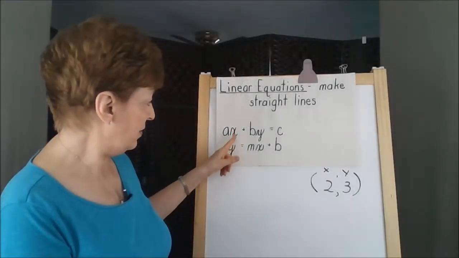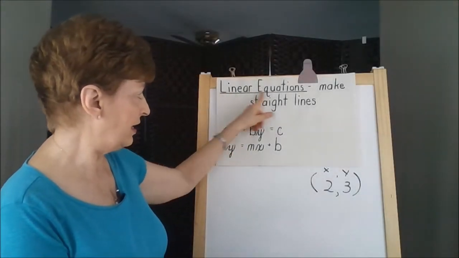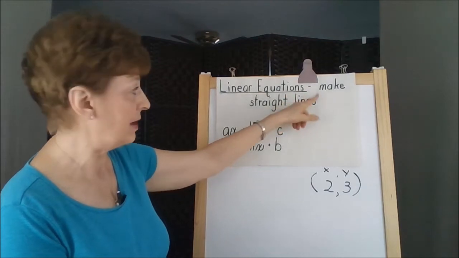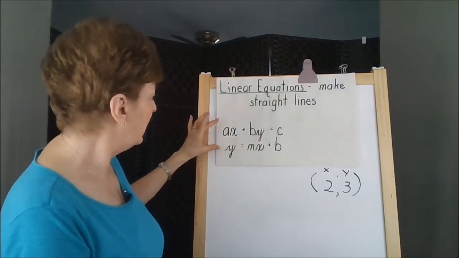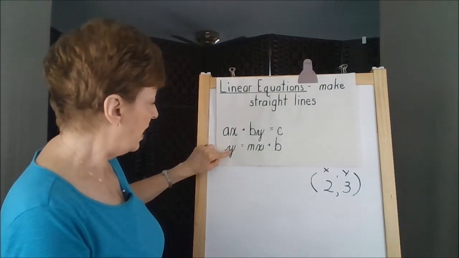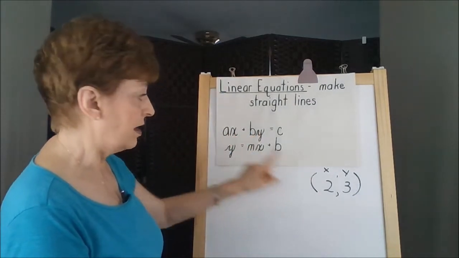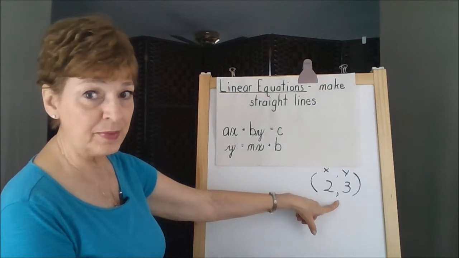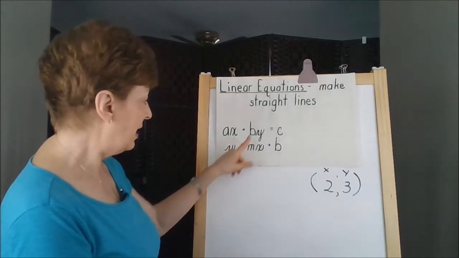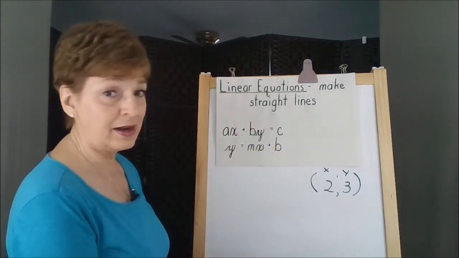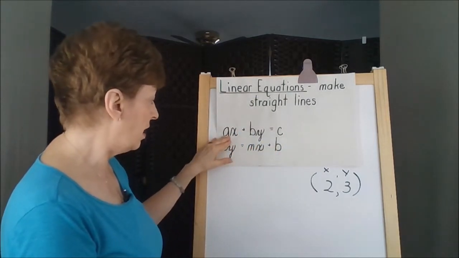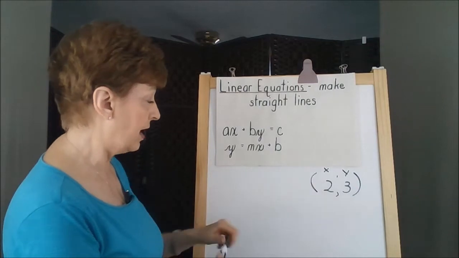So the two equations that give you the linear equation that make the straight lines, these are the two that you're going to see a lot of. Let me explain that the x and the y's in these you get from the ordered pair. The a and b in the first one, the a, b, and c, are actual numbers that would come before the x and y values.